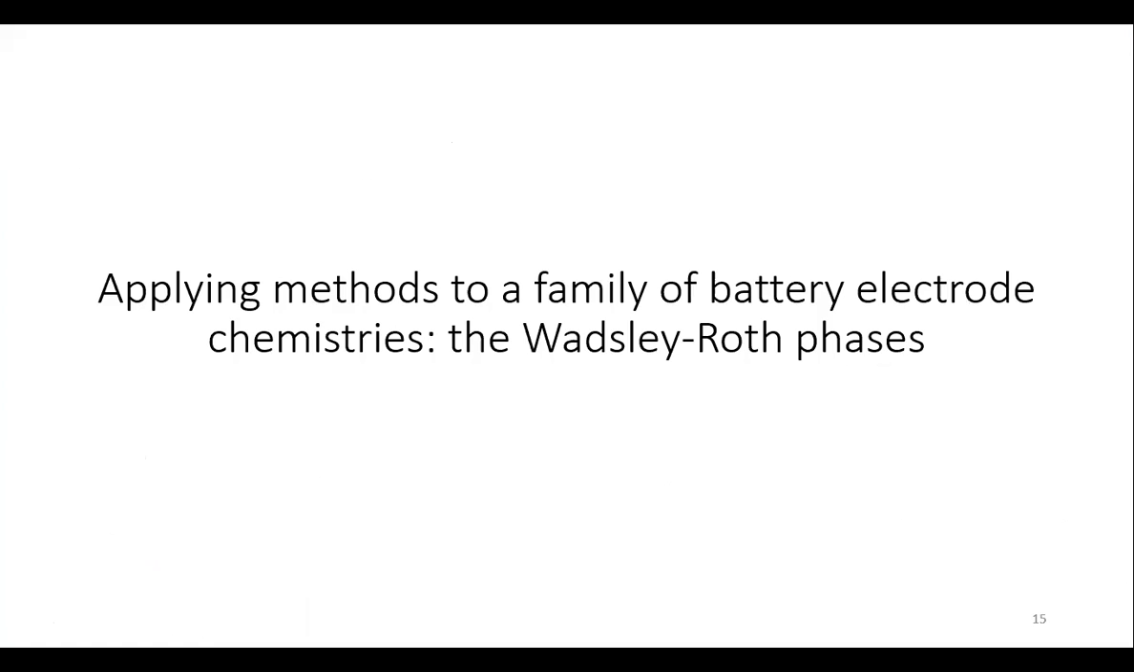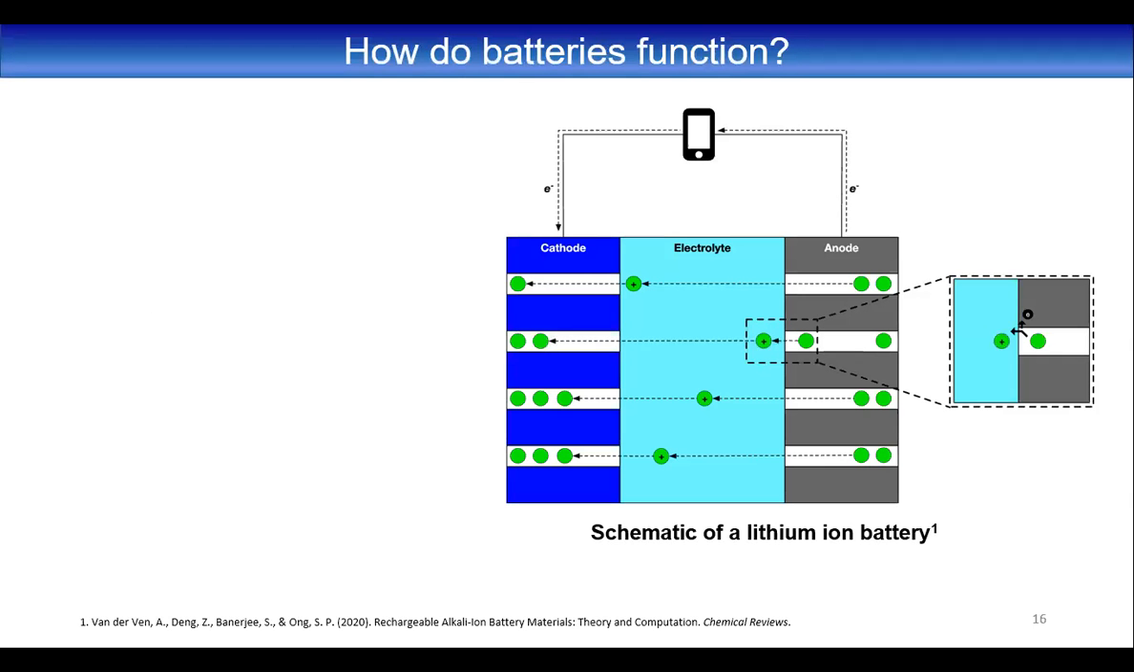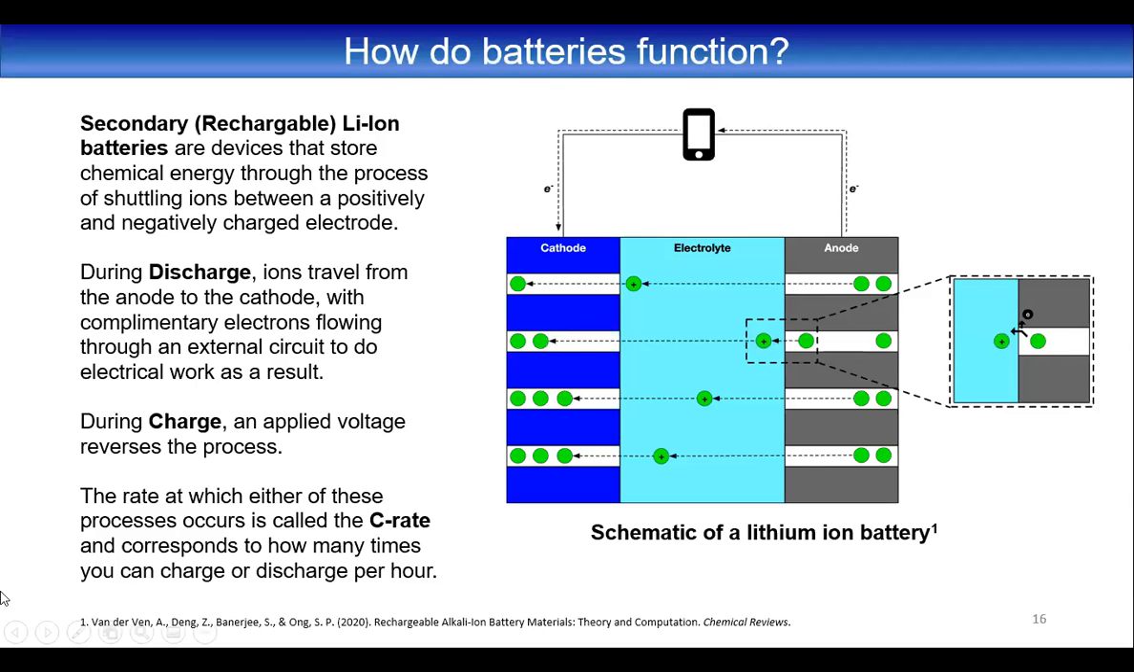And so I'm just going to talk about how I use my methods to examine a family of battery chemistries, the Wadsley-Roth phases in particular. I'm assuming that you know how batteries function, so I'm going to skip this, but state that the C rate of a battery can correspond to how many times you can charge or discharge per hour. Just in case you didn't know that definition, it's going to be relevant in this talk.